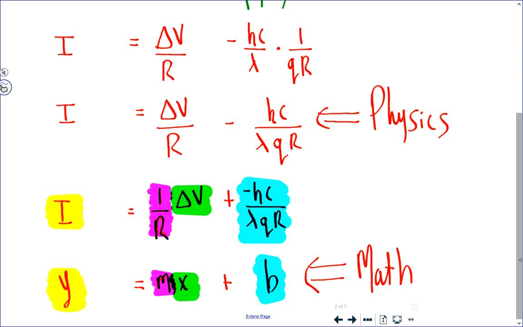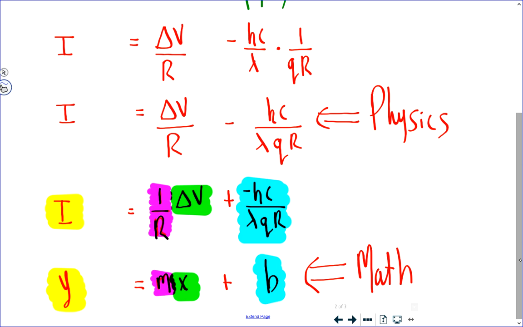So if you just say in your assignment, well, the y-intercept is negative hc over lambda qr, and you don't explain where that comes from, or if you just say in your assignment that the reciprocal of the resistance is the slope of the line, but you don't address where it comes from, you're not going to do well on the assignment. You need this analysis. I think that covers everything.